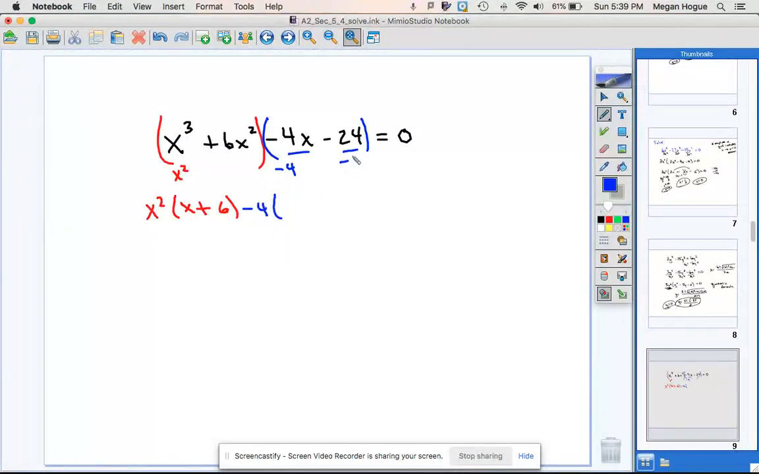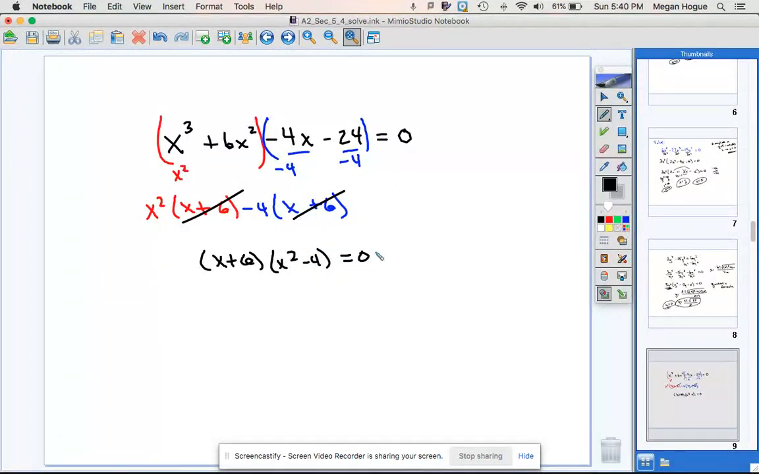Sometimes when it's negative, I like to show that division. So it's going to be positive x, positive 6. That's good, they match. So then I pull out that matching parenthesis, x plus 6. It's going to leave me with x squared minus 4.